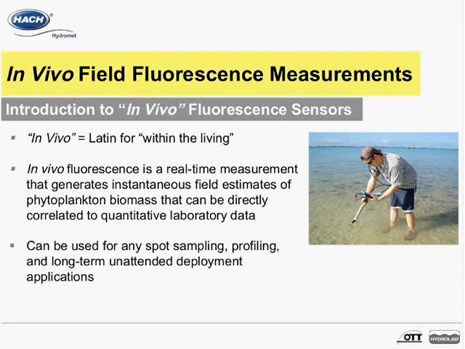In vivo fluorescence is a real-time measurement that generates instantaneous field estimates of phytoplankton biomass that can be directly correlated to quantitative measurements. This capability enables in vivo submersible fluorescence sensors to be used for any spot sampling, profiling, or continuous long-term unattended deployment applications.